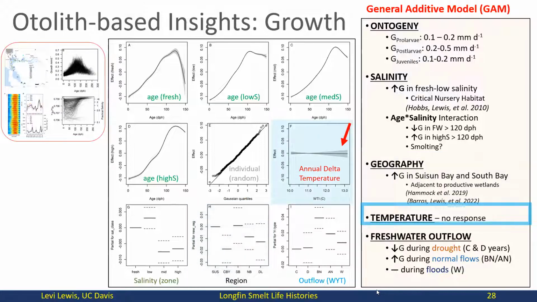We didn't see any clear effect of temperature. There's several different hypotheses I don't really have time to go into, and we can model it a couple different ways. But one thought is that maybe these fish are able to migrate, unlike delta smelt, to avoid the worst temperatures, for example, in the delta.